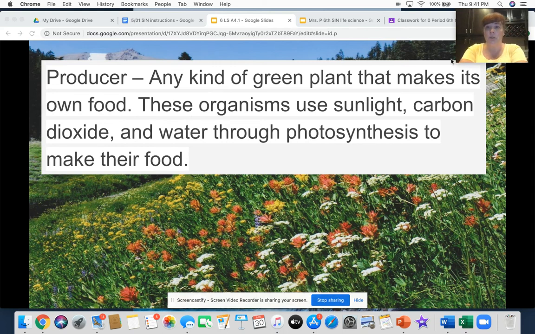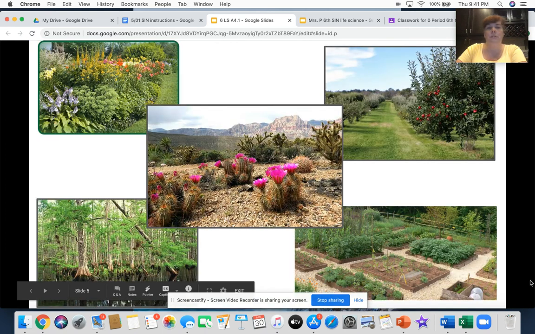This is a chemical process that happens inside the plant cells. Unless you have chlorophyll and you can do photosynthesis, then you are not a producer. A producer is any kind of green plant. So a flower, some moss, anything. So on our next slide here, I've got some examples.